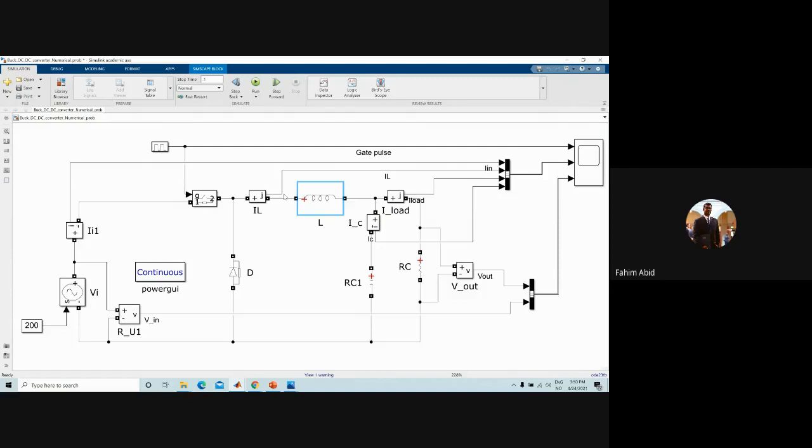So I request you to play with this simulation. This is a very simple circuit. I will give you this circuit in the classroom, so you can play with different parameters and see the impact. I guess this will be very helpful for you.